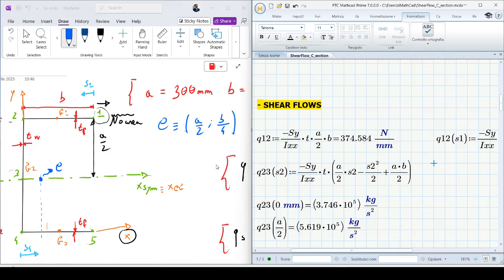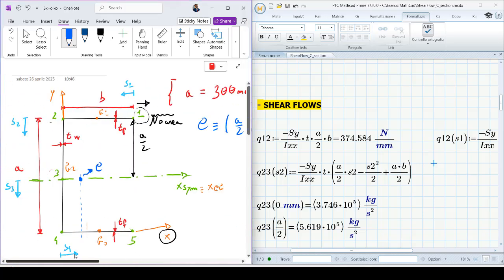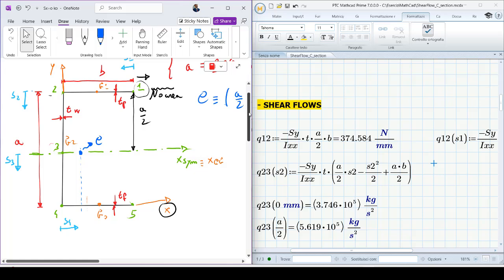Now I want to calculate Q23. As for Q12, we must derive an equation for this piece of the web, the part 2-3. S2 also moves from 0, because here starts our second abscissa S2 from point 2, from 0 to point 3, and point 3 is located at a over 2. I must derive the y equation. I derive the equation for 2-3 first, then the equations for y in 3-4 and 4-5. You can calculate these equations for y as an exercise.